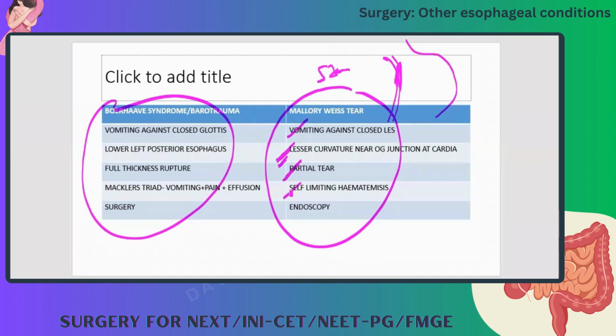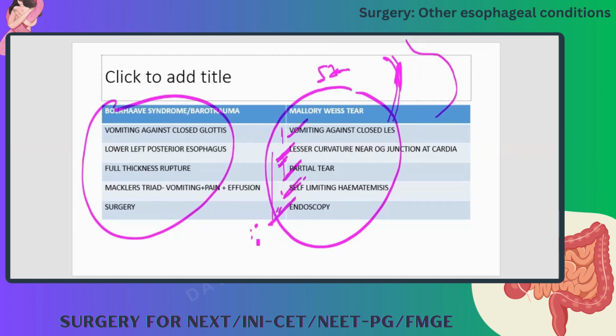The patient presents with self-limiting hematemesis. He will have one episode of hematemesis. What is hematemesis? Blood and vomiting. A single episode of hematemesis will be there, and it is self-limiting. So do we need to do a surgery? No, no need. Just do endoscopy and confirm. That's enough.